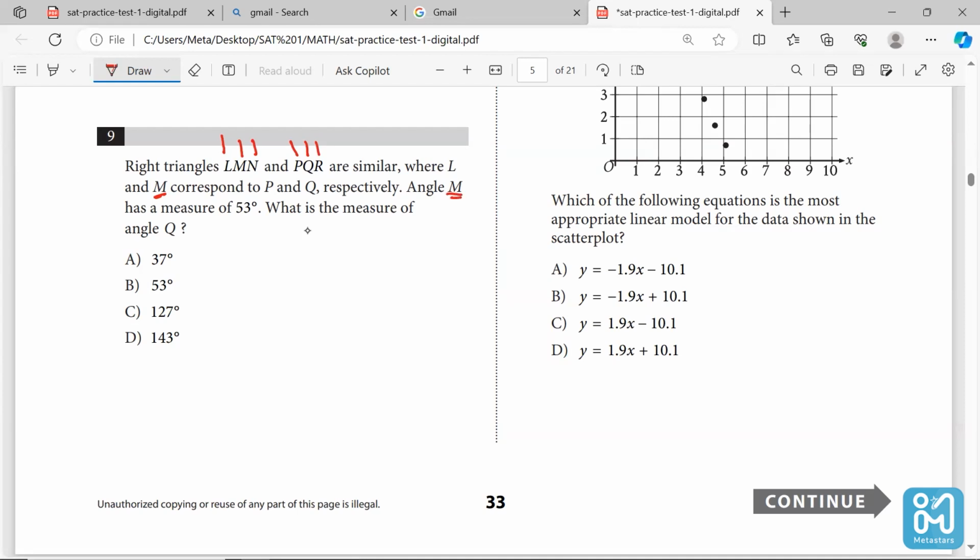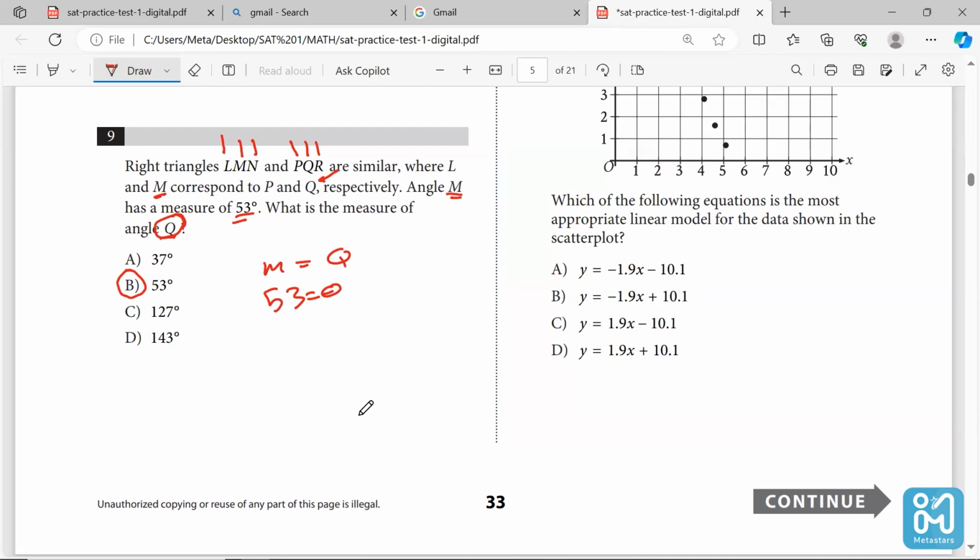Angle M has a measure of 53 degrees. Now, we know that M corresponds to Q. So directly, they should be what? Equal, because they are similar. So we know that M equals Q, and M we already have, 53, so directly Q equals 53. My answer is going to be LP. Do you have any question, guys? Any question, any problem?